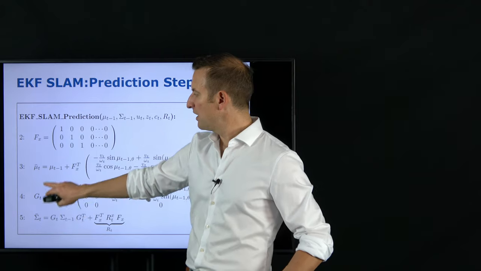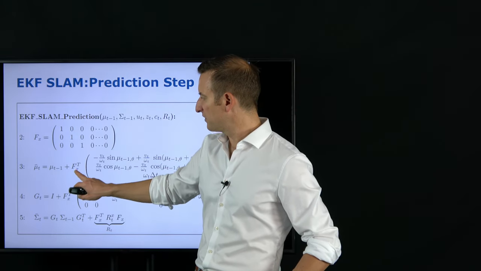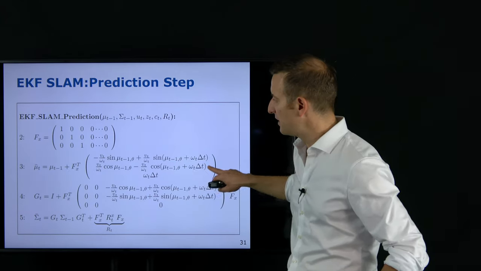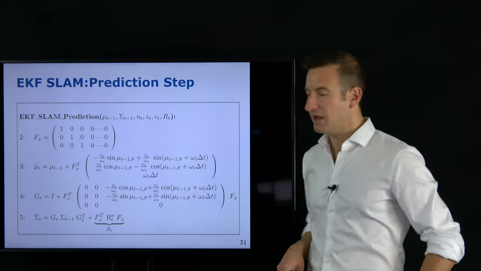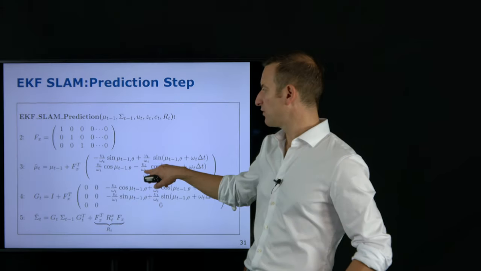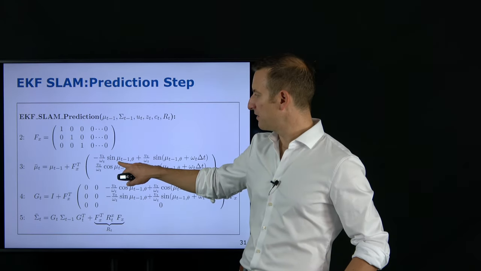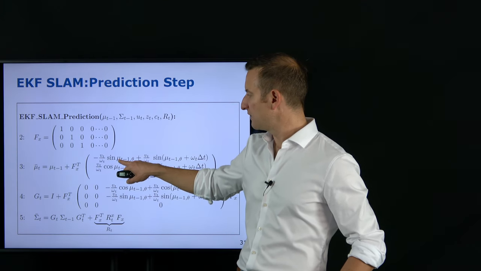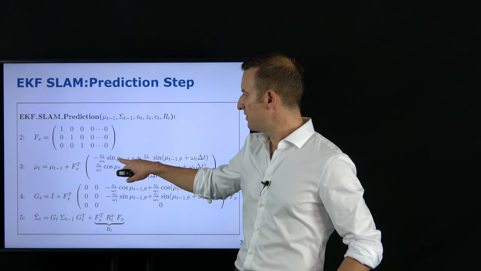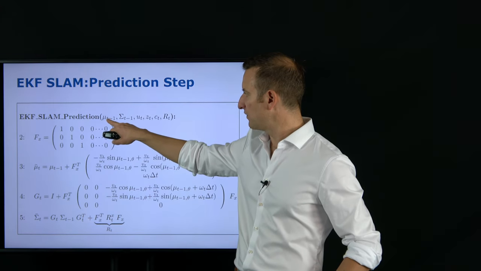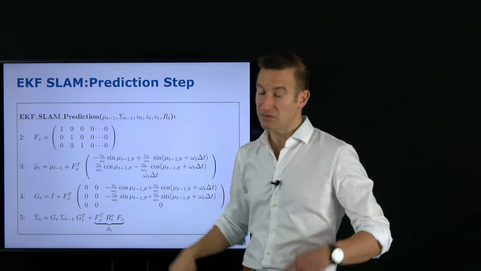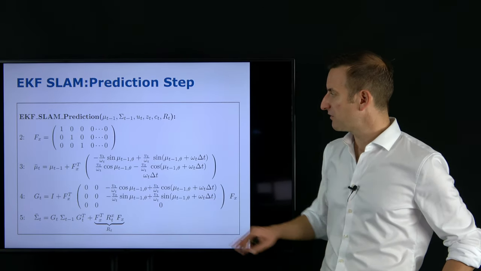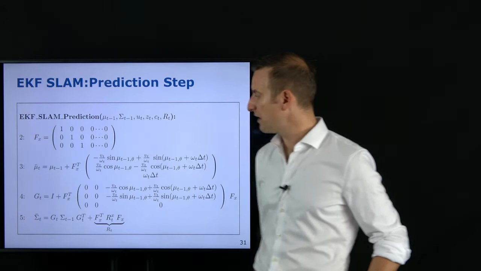We say our predicted mean is our previous mean plus this F transposed and the update that I'm performing based on my motion model g. And just a copy-paste from the previous slide. The only thing is, the previous location, which was theta, is now taken from the input mean. So from this mean, I'm taking my orientation, the best estimate of the orientation that I have, and performing this update. So this is the first line of the EKF algorithm.